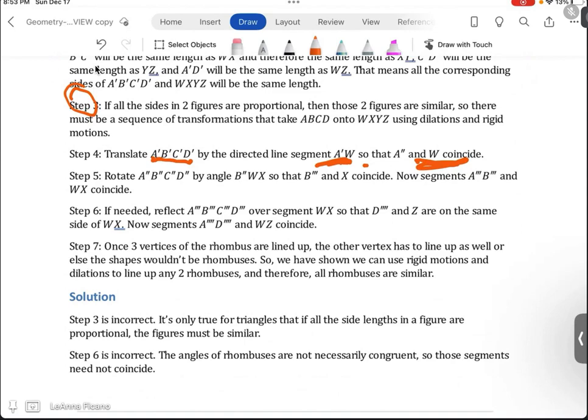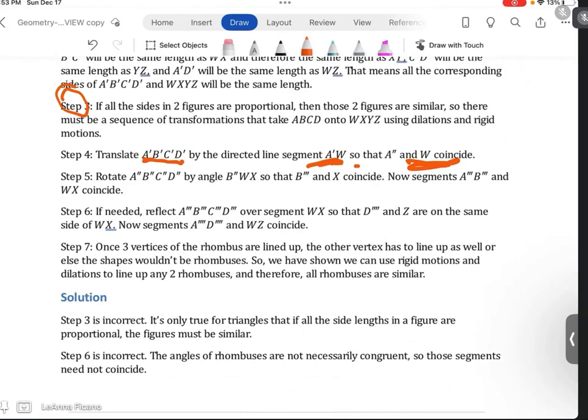I thought of it as, I don't know why it was reflecting, because once it had gotten to coincide with WX, and then you're reflecting it, there was no need to do that, so I didn't think there was a need for step 6. But according to the book, it says the angles of the rhombuses are not necessarily congruent, which is true. We don't know. We only know that the sides are congruent once we use the scale factor.